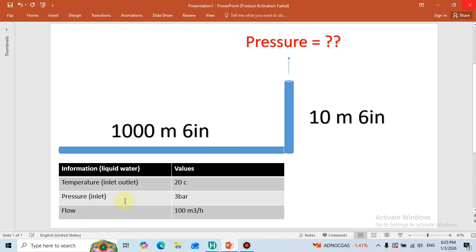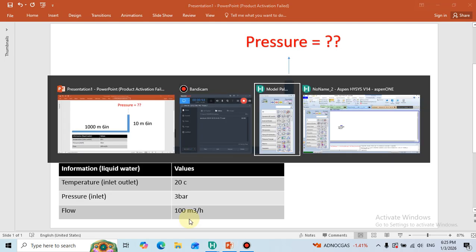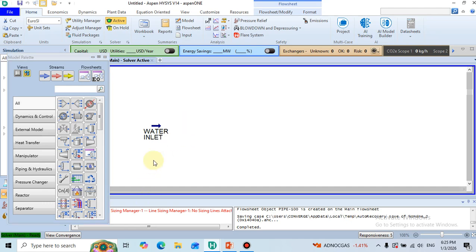The information for the liquid water is provided here. 20 degrees C, 3 bar is the inlet pressure, and 100 cubic meter per hour is the flow rate. So let's jump into the simulation area.